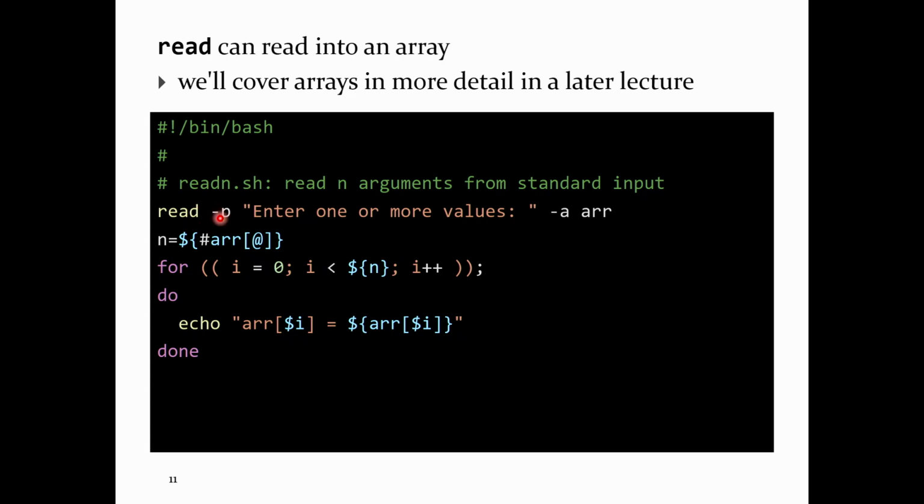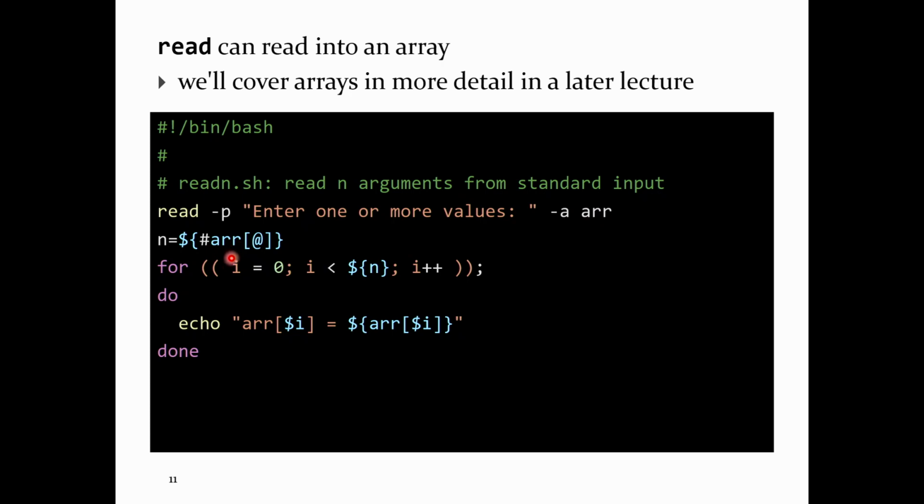So once more, I'm going to read using a prompt. Enter one or more values. Minus A, followed by an array name, will read into the array. So minus A, ARR, will read into that array. You don't have to worry about arrays having a fixed size. Unlike Java, arrays do not have a fixed size in Bash. And you don't have to do anything special to make the variable an array. Read will create the variable ARR for you and treat it as though it were an array.